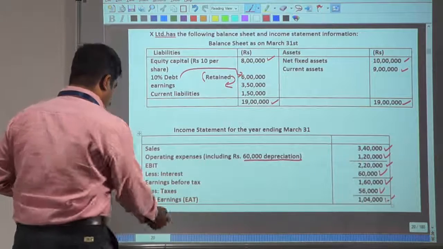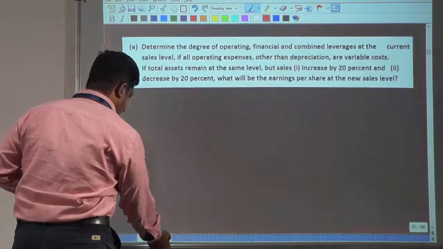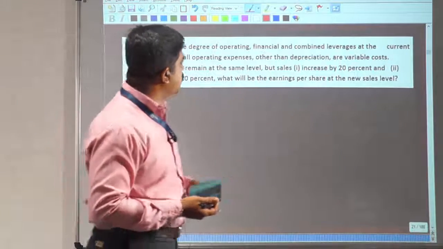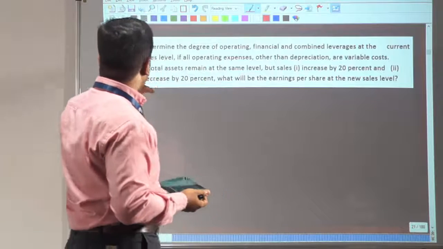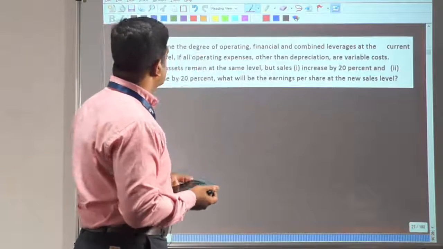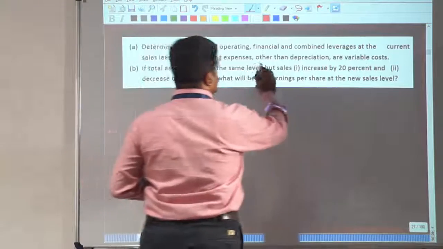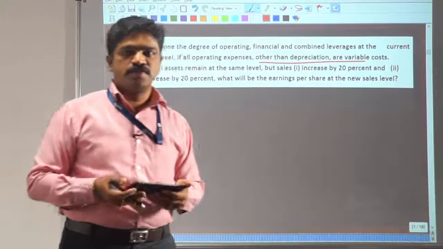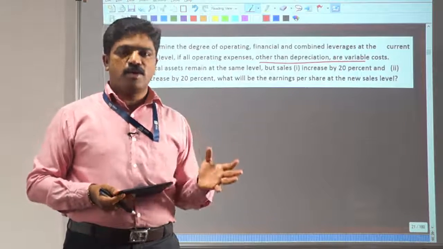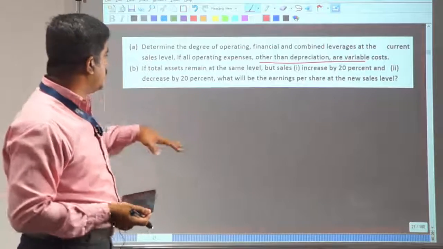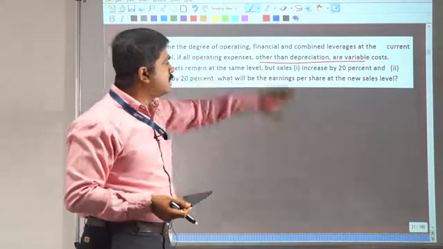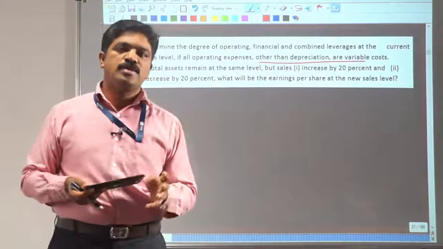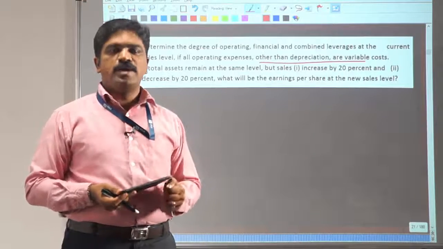Now let's see what you are asked to find. Determine the degree of operating, financial and combined leverages at the current sales level if all operating expenses other than depreciation are variable cost. So this is the point where you have to pay attention. You basically have to find all the three leverages, but what they say is that operating expenses other than depreciation are variable cost.